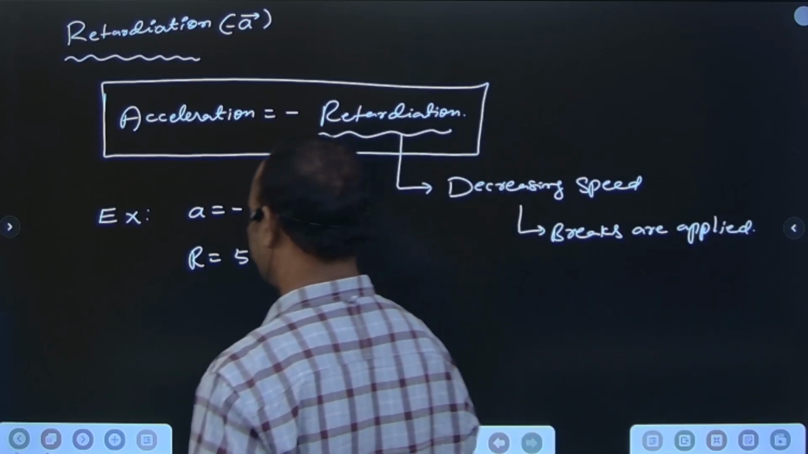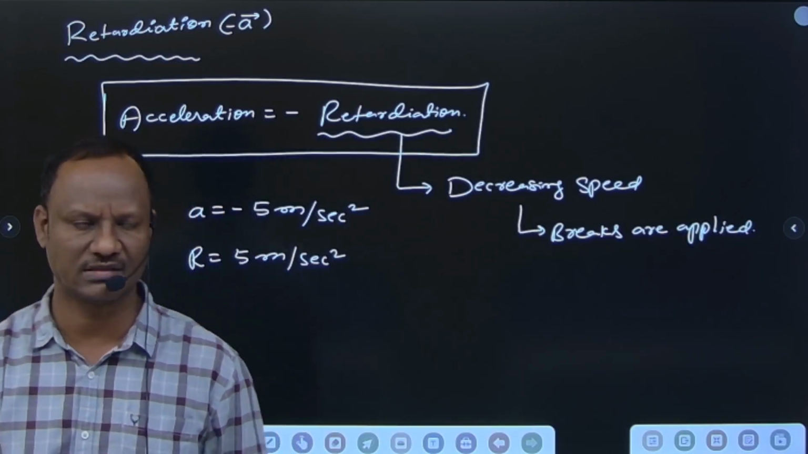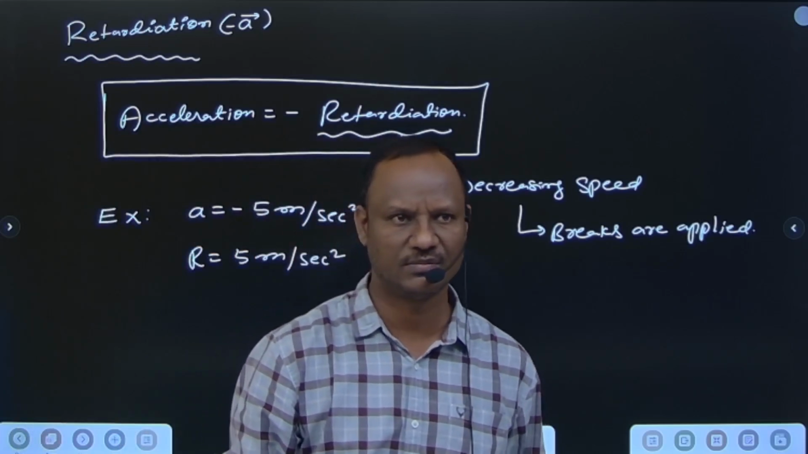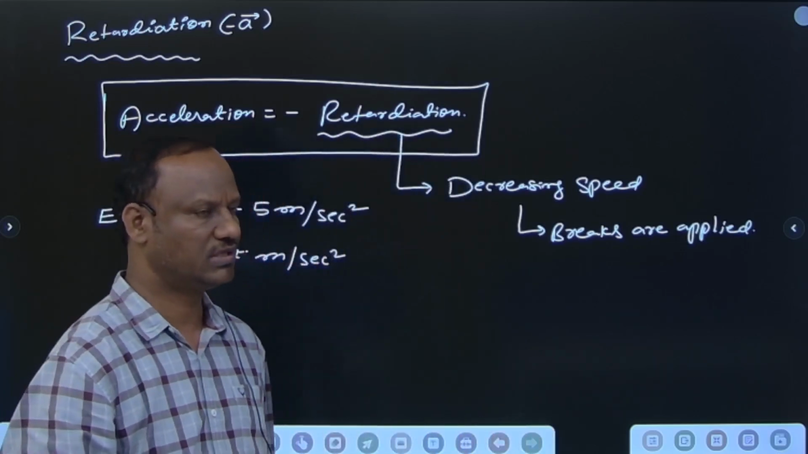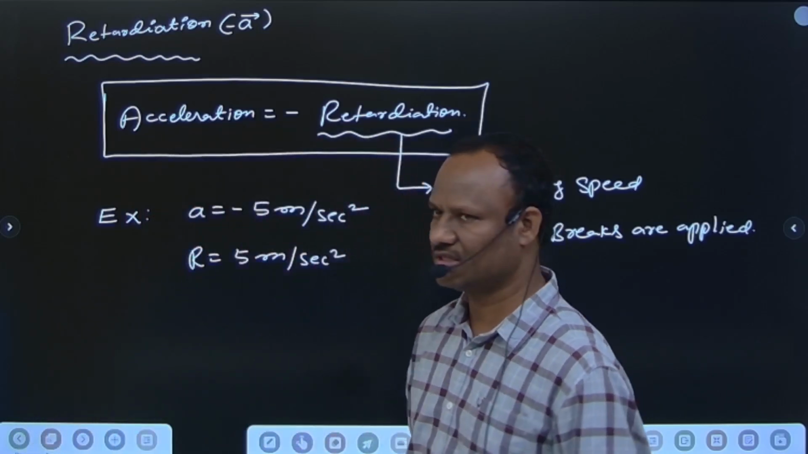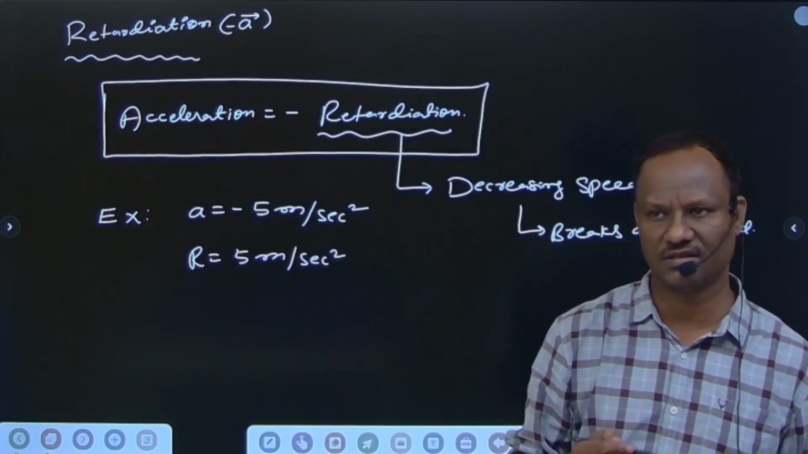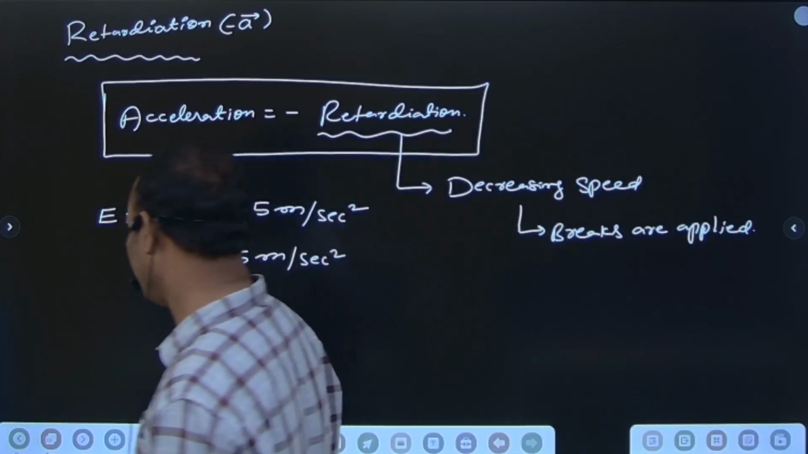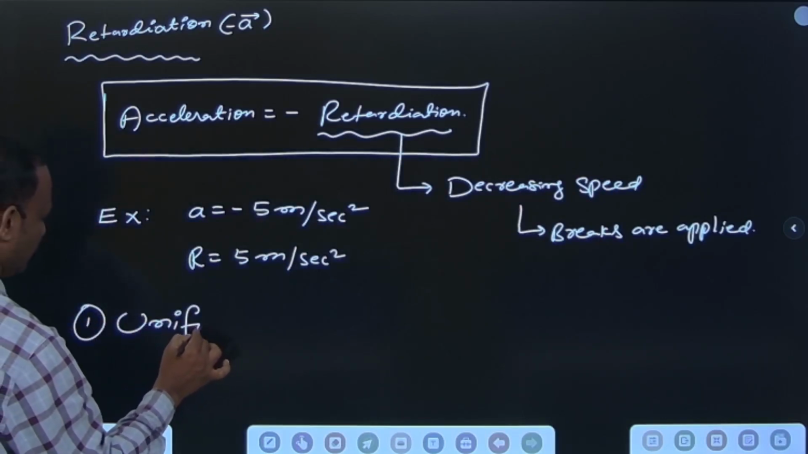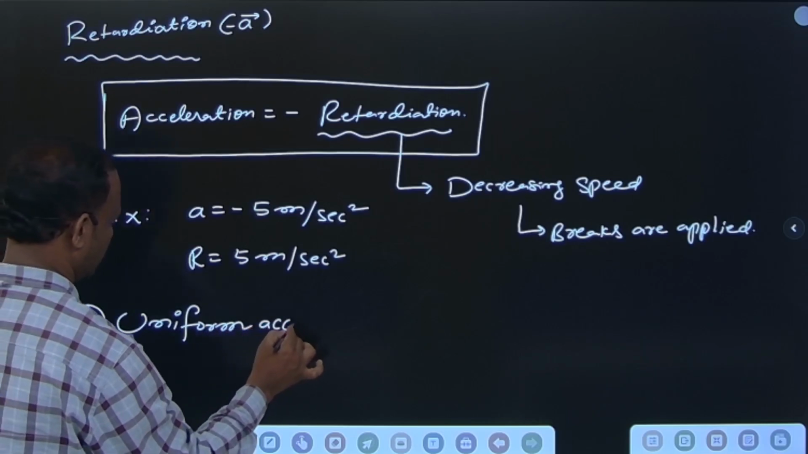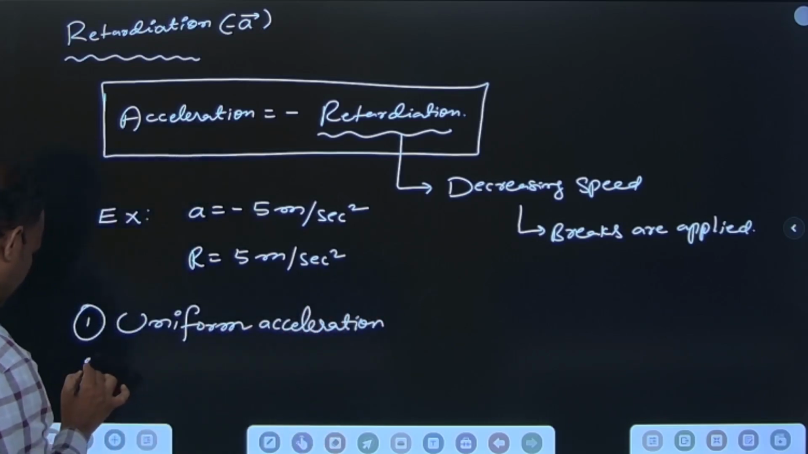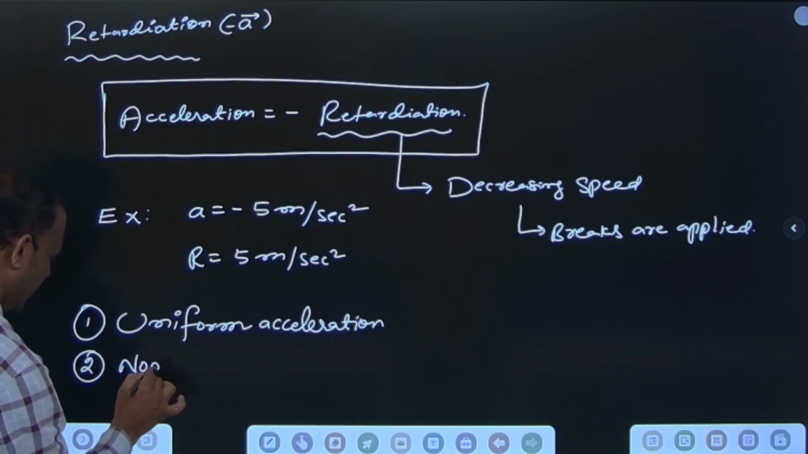About acceleration, one is uniform acceleration and the next is non-uniform acceleration. Uniform acceleration means the body undergoes equal changes in velocity in equal intervals of time. Non-uniform acceleration means the body undergoes unequal changes in velocity in equal intervals of time.